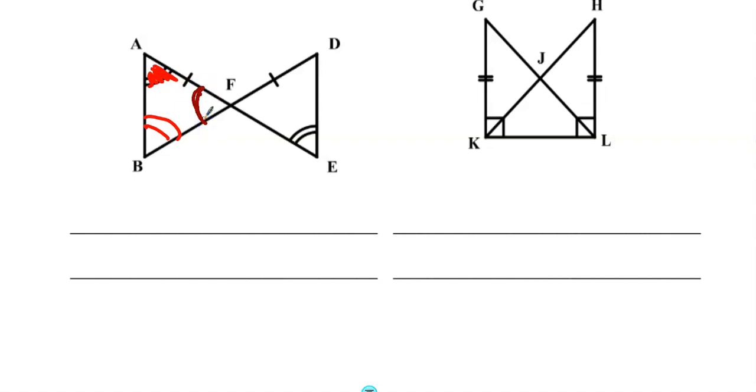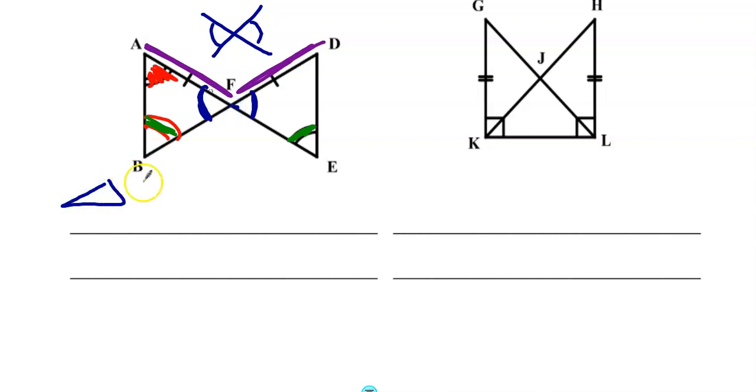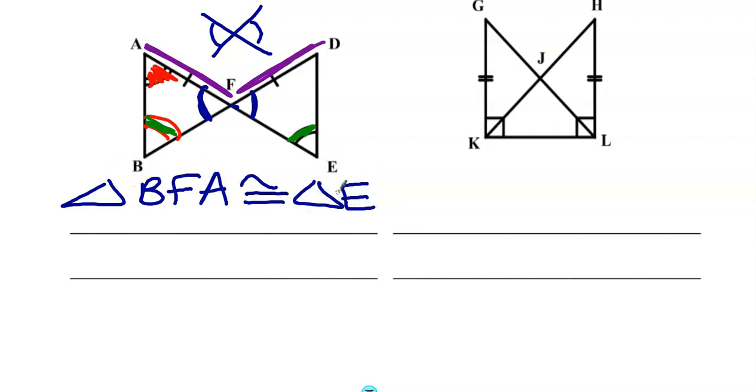So F goes with F because they are vertical angles. Okay, so what do I have here? I have B and E go together, and I have A and D, and then I need angle F. Okay, so I have triangle BFA is congruent to triangle, what goes with B, E, and what goes with F, F, and what goes with A, D. Okay, is there another way to write this?